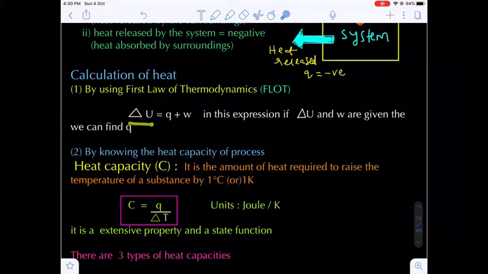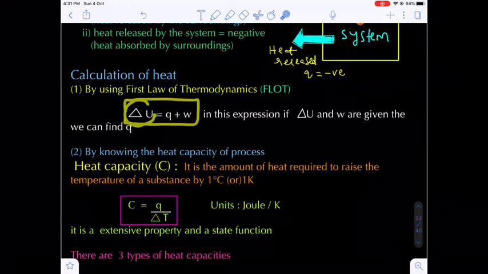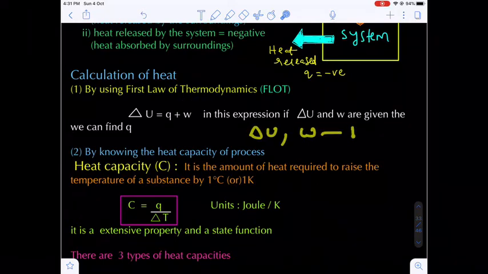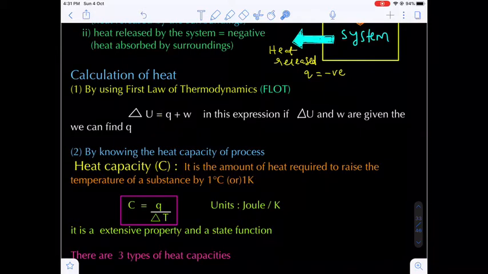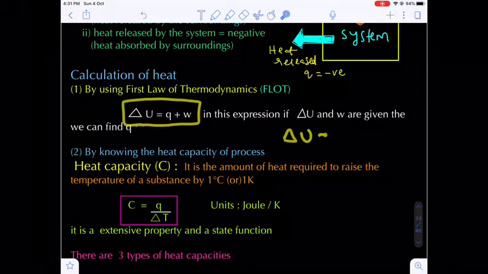In the next class we will discuss the first law of thermodynamics in detail. At present we just use this expression, delta U is equal to Q plus W, where delta U is the change in the internal energy, Q is the heat and W is the work. If the delta U value and the W value are both known, then we can find the Q value. We can find the Q value from where? The first law of thermodynamics. What is the expression for the first law? Delta U is equal to Q plus W.